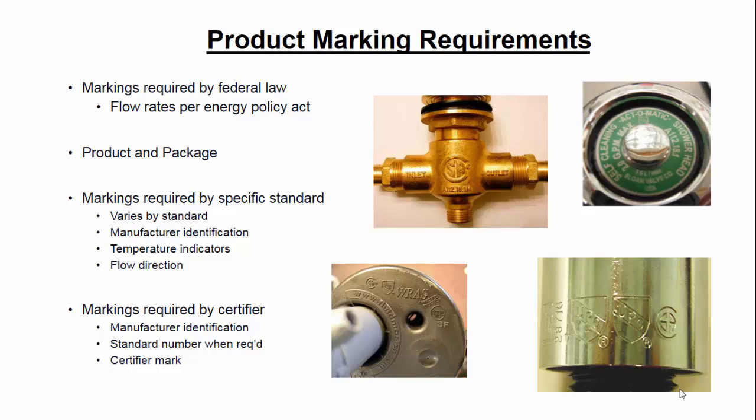Oftentimes the markings are required by federal law. The Energy Policy Act in the US requires that flow rates be marked on fixtures and fixture fittings, and some appliances. Products and packages have to be marked with the certifier's mark of conformity, and primarily some of the markings that are required are the manufacturer's identification, which is typically always required on the product, as well as the certifier's mark.